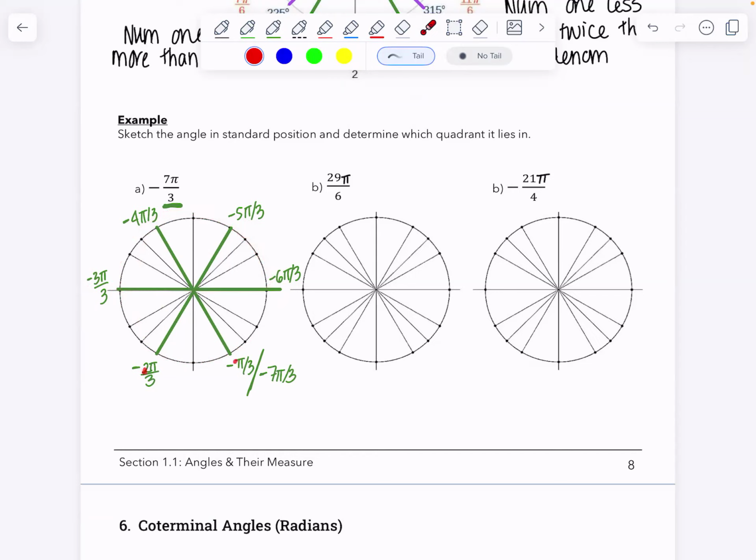Pi over 3, 2 pi over 3, 3 pi over 3. But notice that they follow the same format. 1 in the numerator, 1 less than the denominator, 1 more than the denominator, 1 less than twice the denominator. All right, so negative 7 pi over 3. Anyway, it lands on this spoke, and that's the really important thing.